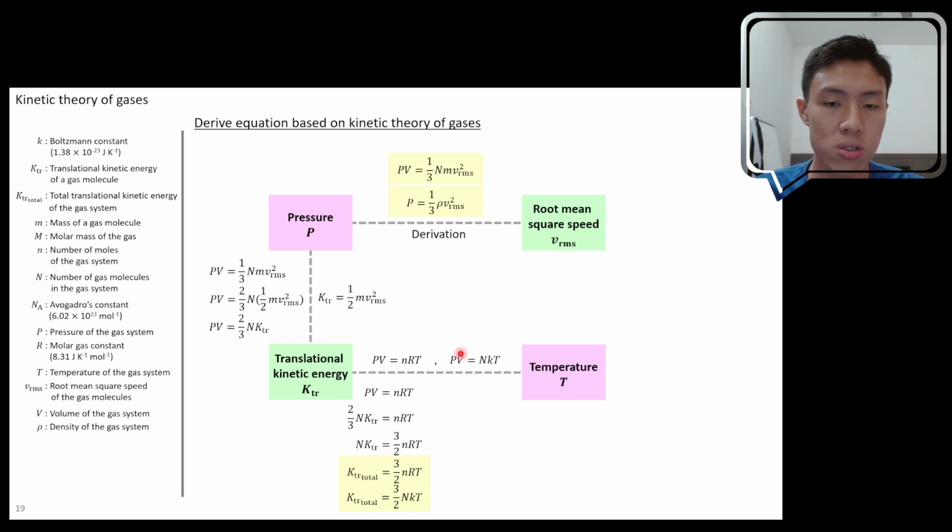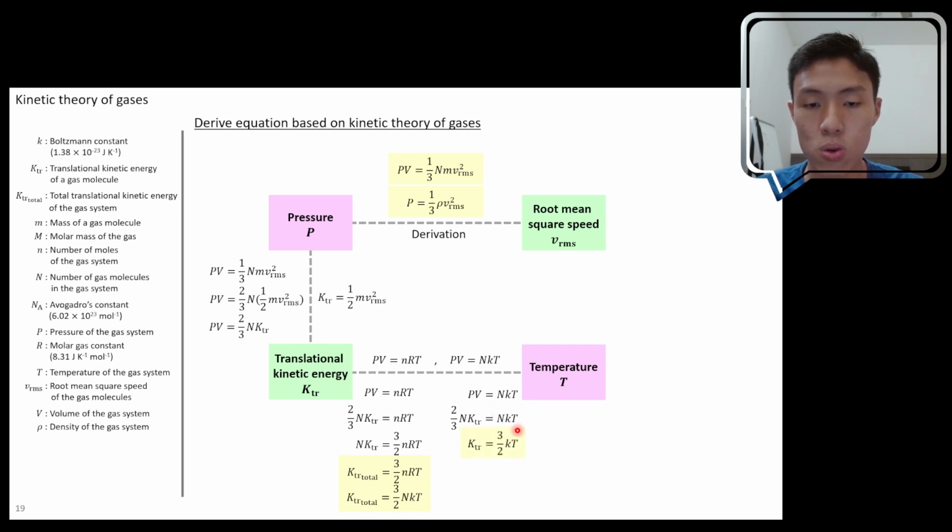If we use this equation and combine it with the previous equation, you have your PV equal to NkT. You replace the PV here with 2 over 3 N KTR. Now you can see that the N on both sides can be cancelled, and you can bring the 2 over 3 to the other side to become 3 over 2. Then you get another equation, which is that the translational kinetic energy for one single gas molecule is equal to 3 over 2 Boltzmann constant times the temperature.